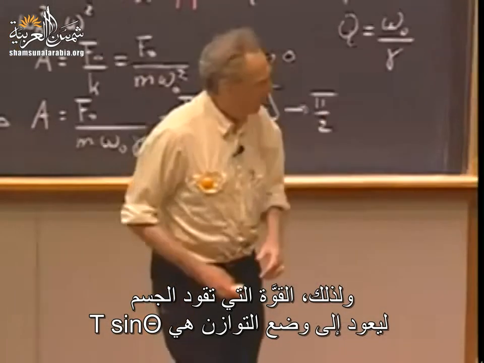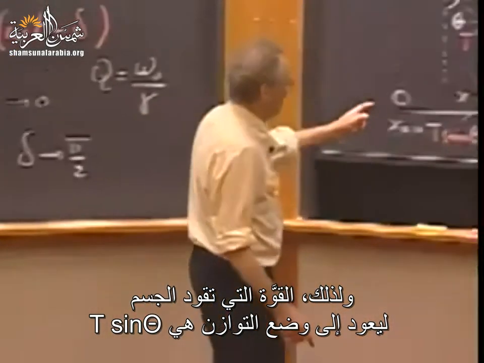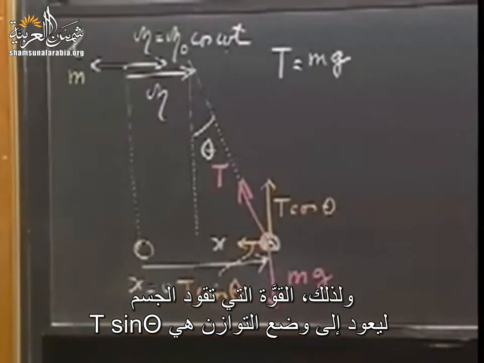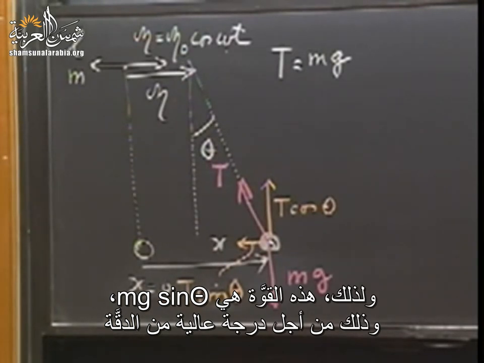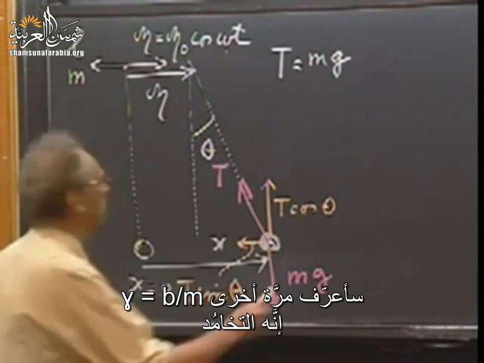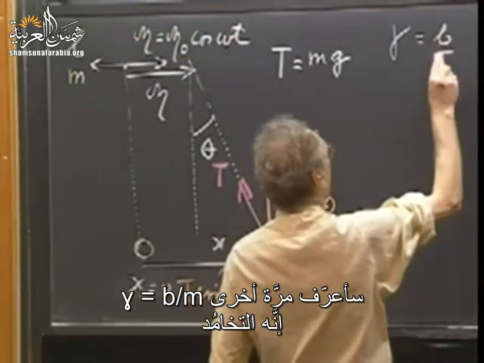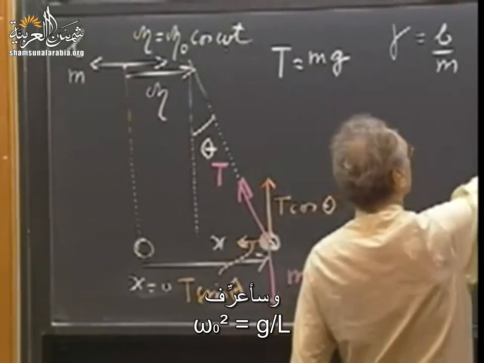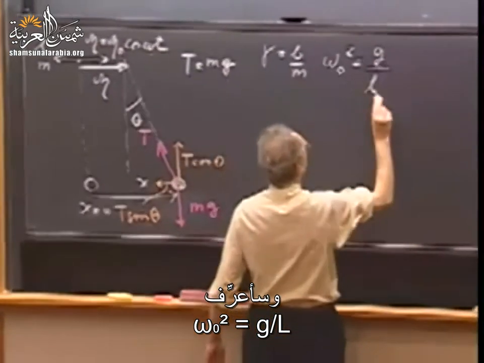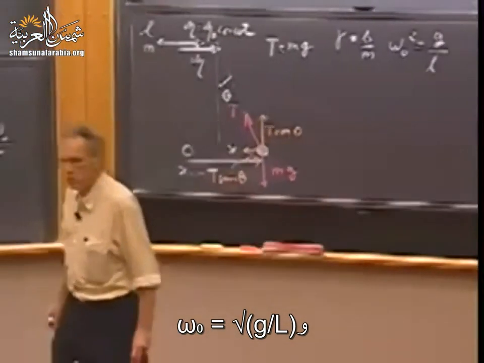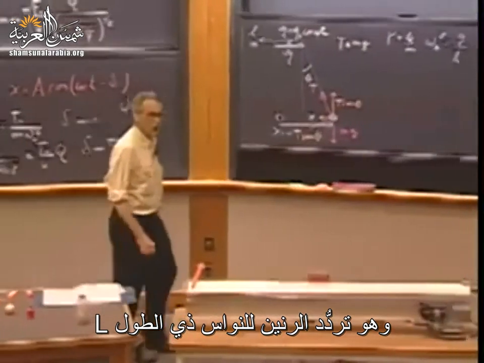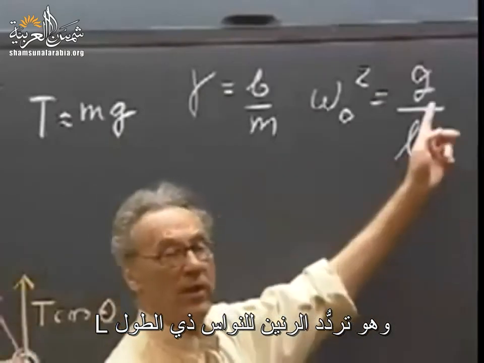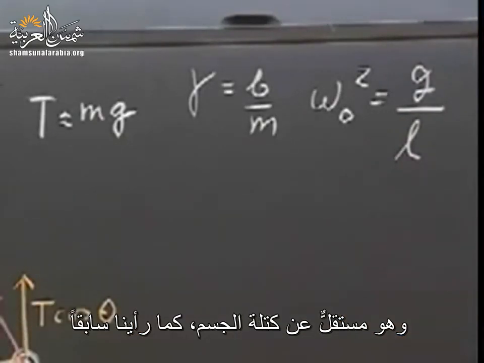And so the force that is driving this object back to equilibrium is T sine theta, and so that force is mg sine theta to a high degree of accuracy. I'm going to introduce again that gamma is b over m, so there is damping, and I'm going to introduce that omega 0 squared equals g over L, the square root of g over L being the resonance frequency of a pendulum of length L, independent of the mass of the object, as we have seen before.